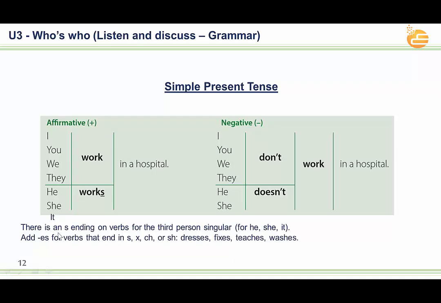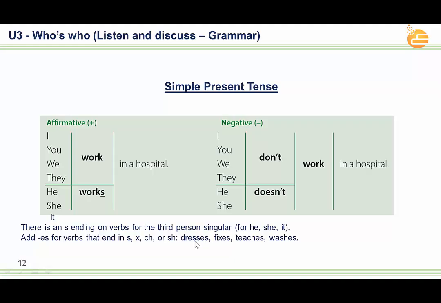Okay? So, there is an S ending on verbs for the third person singular, for he, she, it. When I say he, she, or it, I have to put S. Sometimes we have to add ES, not only S. Add ES for verbs that end in S, X, CH, or SH. For example, let's understand.